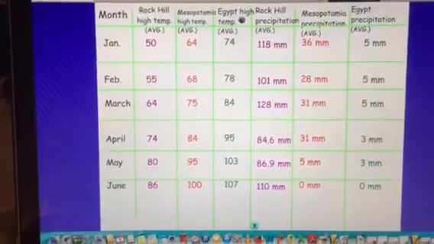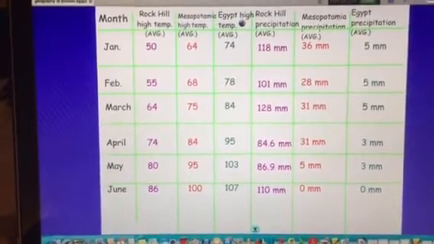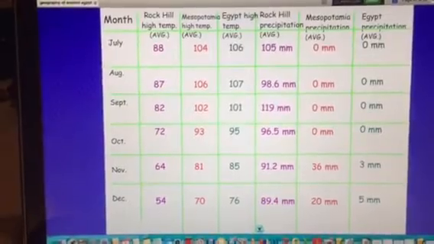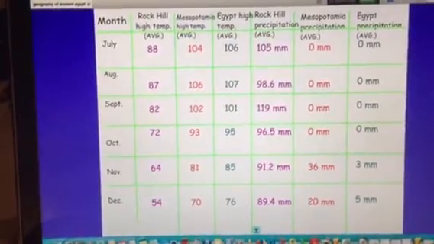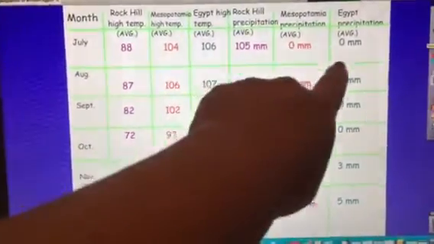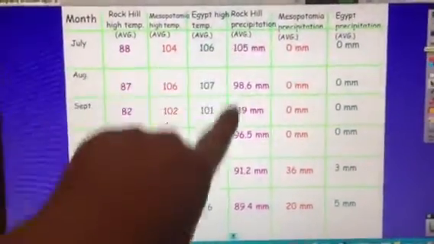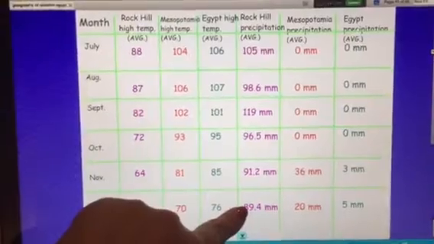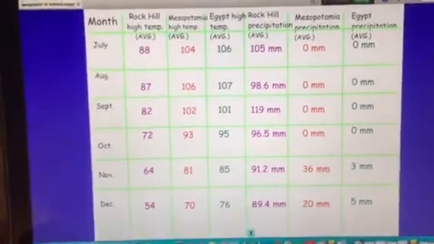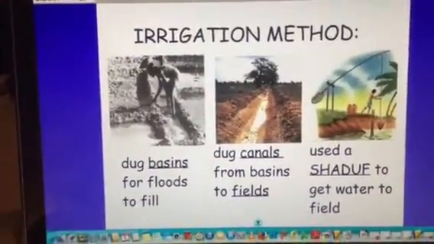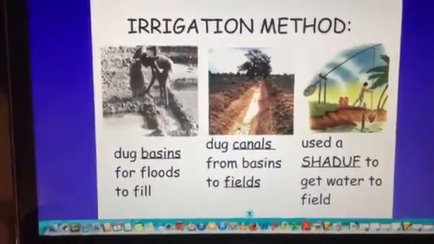This is just a chart similar to that in Mesopotamia about the temperatures and stuff. Egypt was very similar in their precipitation. See here, 0, 0. That's Mesopotamia. This is Egypt, right? This is Rock Hill, all around the same time of the year. So you can see that the precipitation is very different. So Egypt also had a hot and dry desert climate.